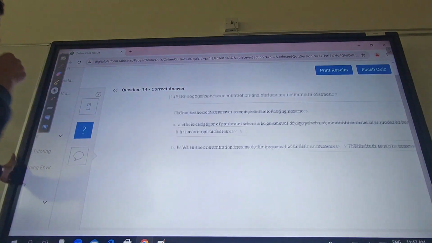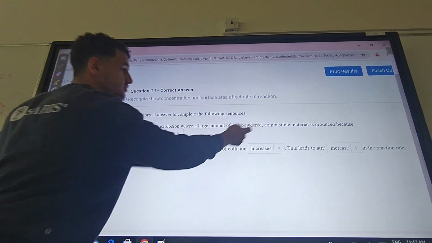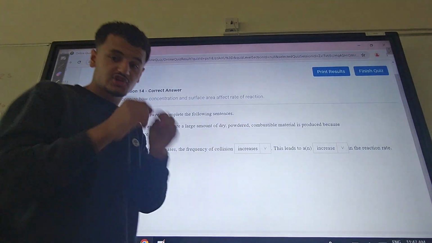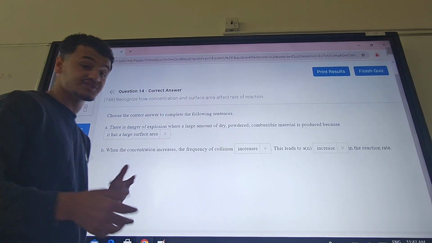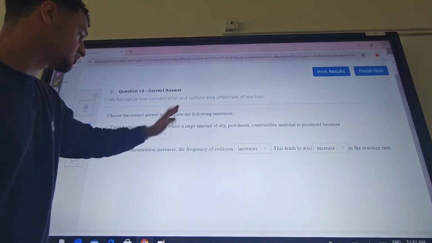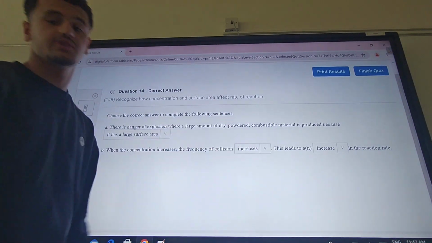Okay? Question 14. It's the last one. There is danger of explosion when a large amount of dry powdered combustible material is produced, because if it's so much powder, it's a very high surface area. The reaction rate might be so fast, it could cause an explosion. And then when concentration increases, obviously frequency of collisions increases. This leads to an increased reaction rate.